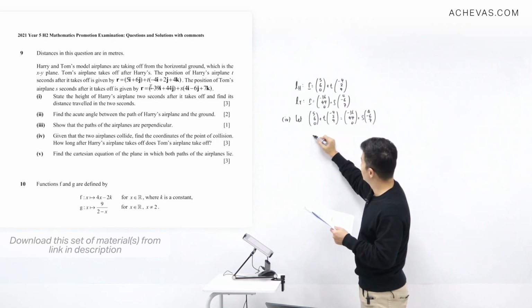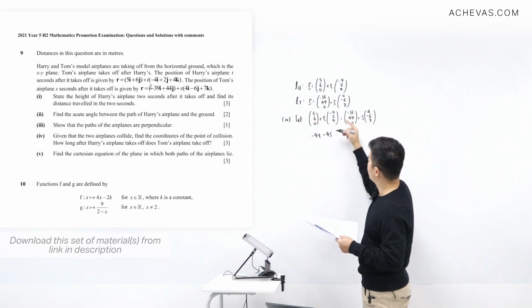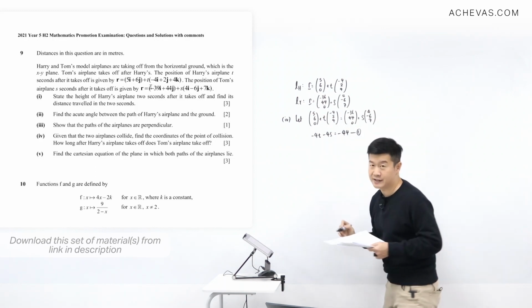We are going to be having a -4t. And this, if I have to bring over to the left hand side, -4s. 5, if you have to bring over to the right hand side, this is going to be -44. This will form for me the first equation.